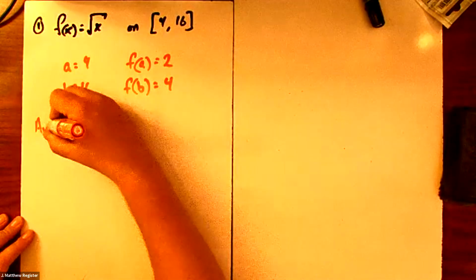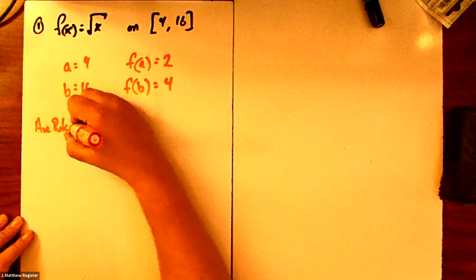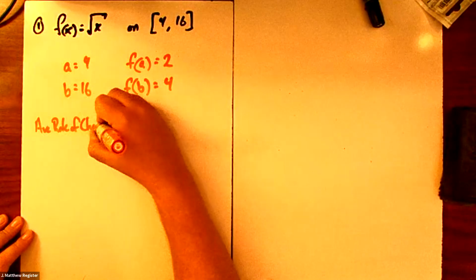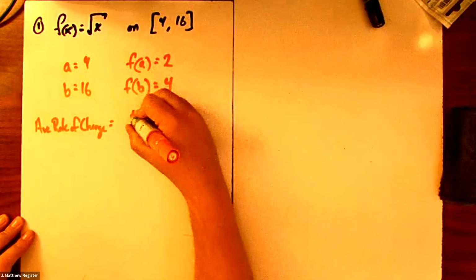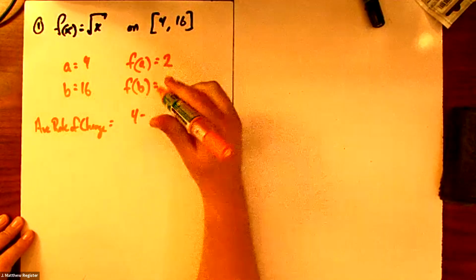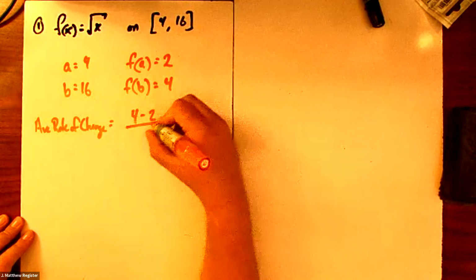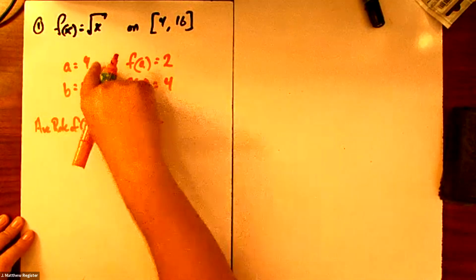So the average rate of change is equal to f of b minus f of a over b minus a.